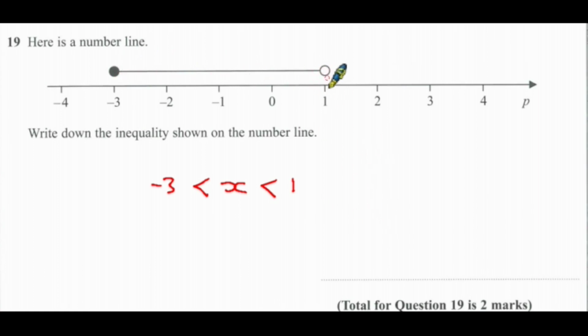Then of course we have to look at the two circles, and don't forget, if we have a circle that is filled in as we do at -3 here, it means that x can also be equal to -3. Therefore we need to include the equals part of the symbol, but on the other end the circle is empty, therefore x is not equal to 1. So the inequality, x is larger or equal to -3, but it is smaller than 1.